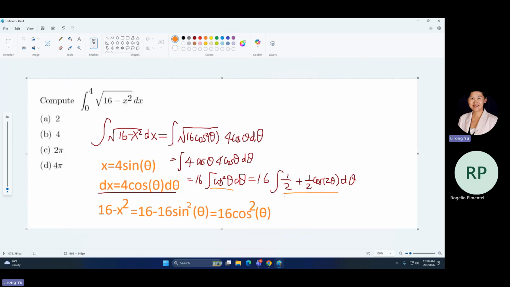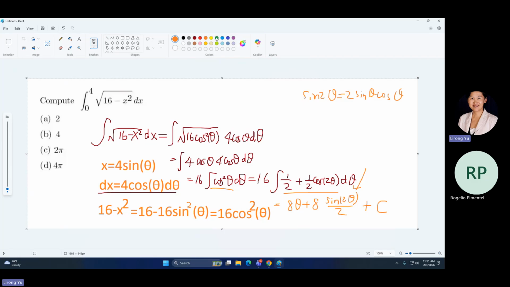So this is equal to 16 times 1/2, which is 8, so it's 8 theta plus 8 sine 2 theta over 2, and then plus C. That was the answer for the indefinite integral. We also know from the double angle formula that sine 2 theta equals 2 sine theta cosine theta.